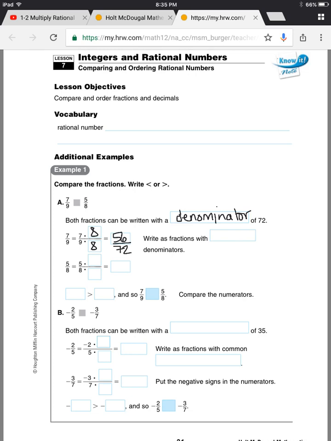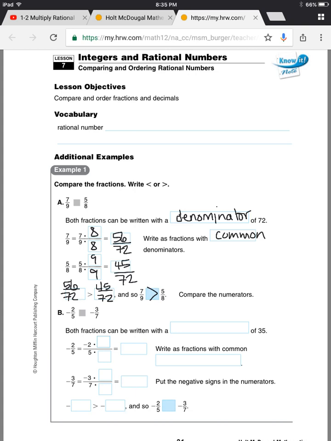And then, what times 8 gets me 72? 9. So we do 9 here and 9 there, and 5 times 9 is 45, and 8 times 9 is 72. So we write them as fractions with common denominators. Because 56 is bigger than 45, 56 over 72 is greater than 45 over 72, which means that 7/9 is greater than 5/8.